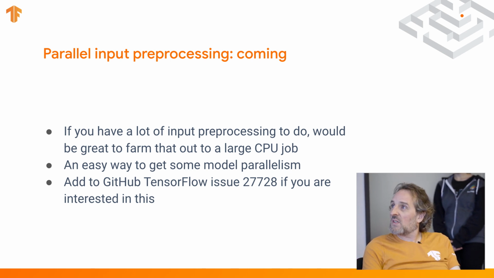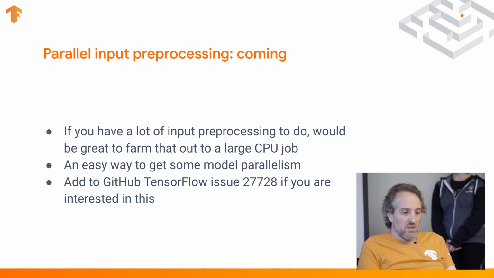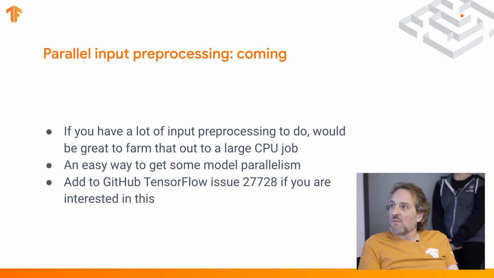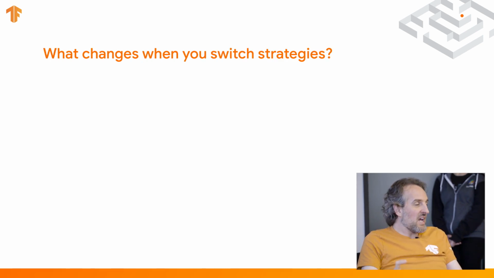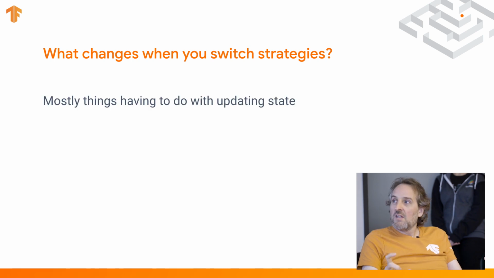Okay, so that puts us into the next stage. How do these strategies actually work under the covers? When we were doing this, we took a very simple view: we just tried to figure out what the code looked like written with mirrored strategy and with parameter server strategy, and we saw what changed. Anything that changed had to be the responsibility of the strategy.